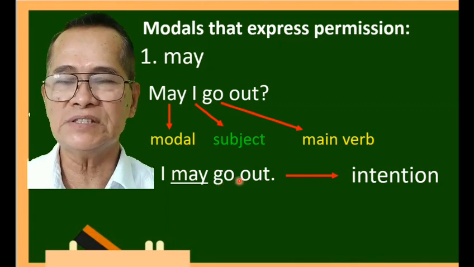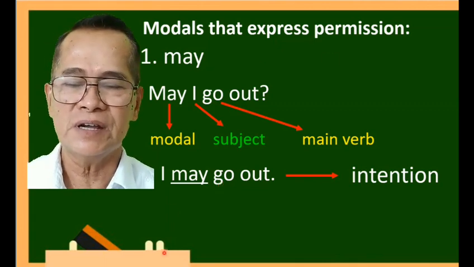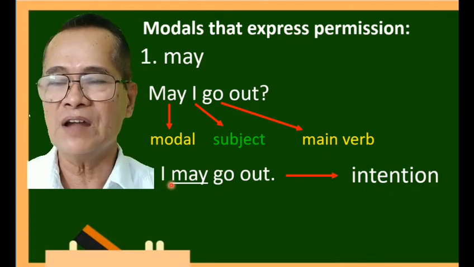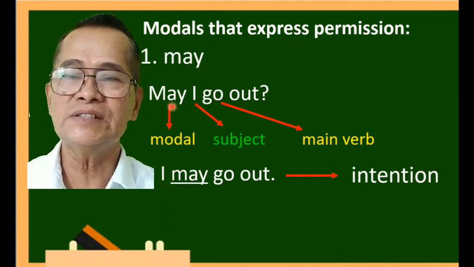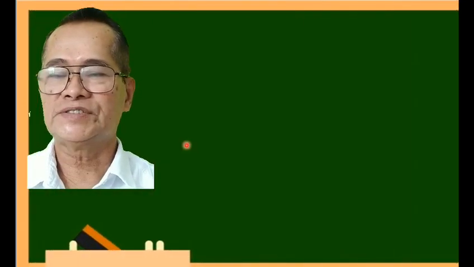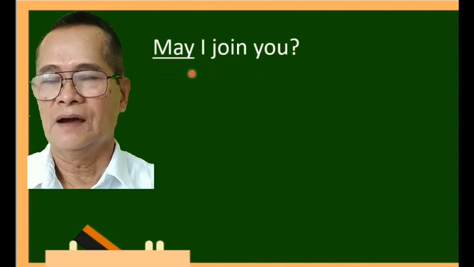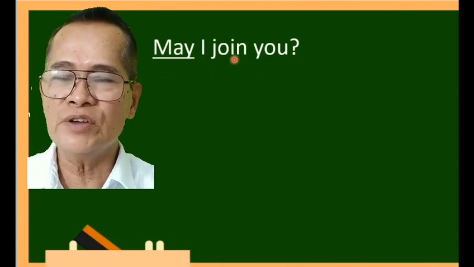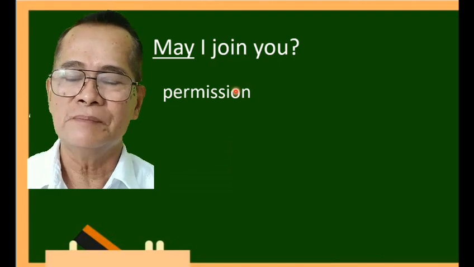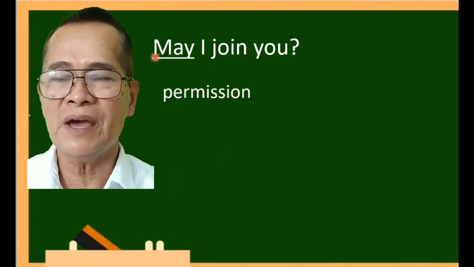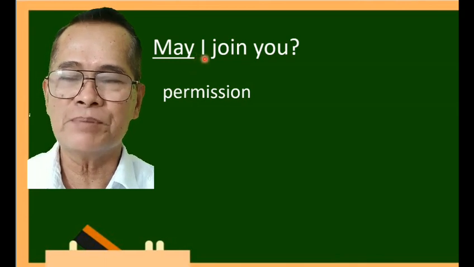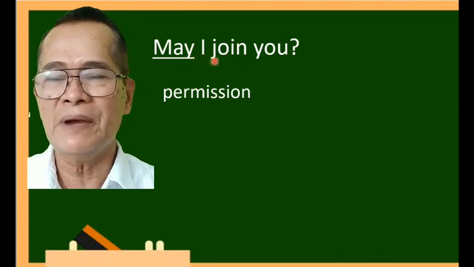But this time, it is not a permission, but rather, it is an intention. Ito ay kapag nauna ang subject. Pag nauna yung modal, it is a permission. Okay. Next example, may I join you? Now, in this example, it is a permission because the sentence began with the modal may, followed with the subject, pronoun I, and then followed with the main verb join.